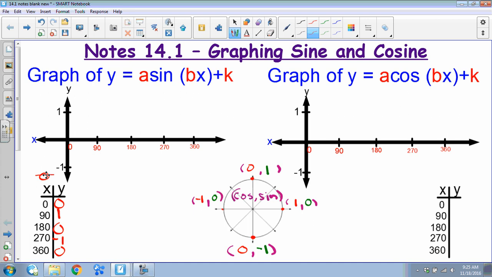Yes. What about B? How it affects the graph. And K, what do you think that means? Up and down. It shifts the whole graph up or down.